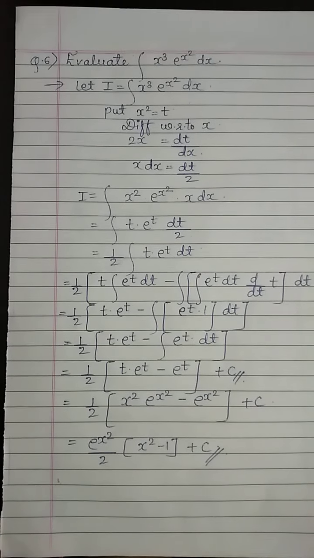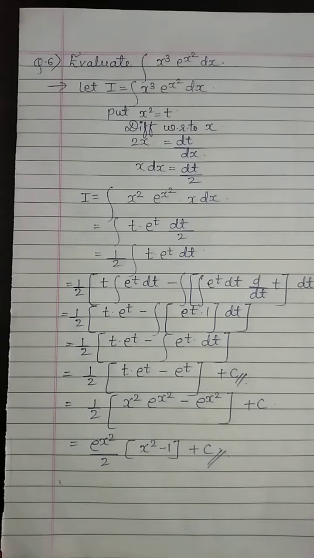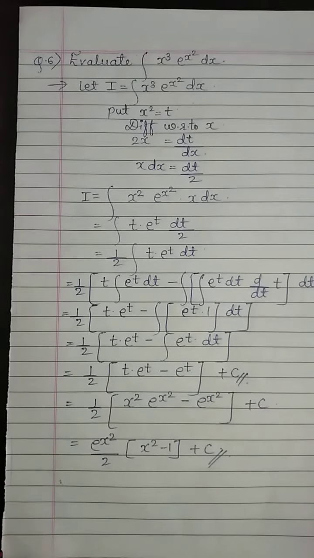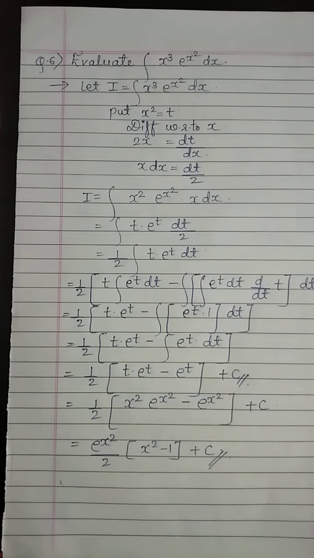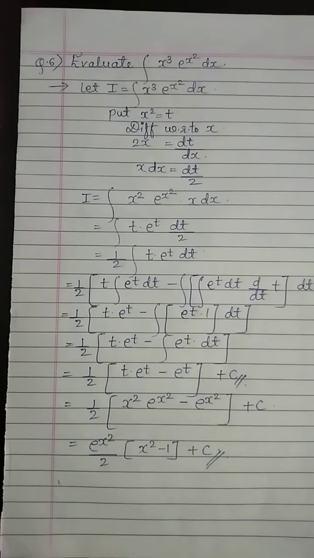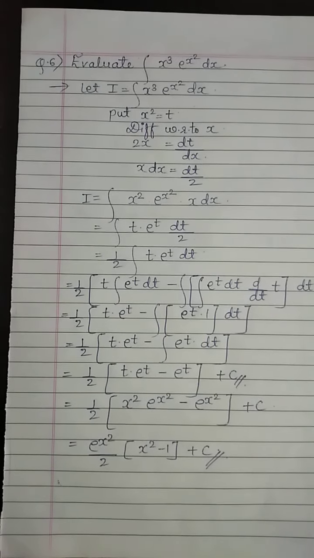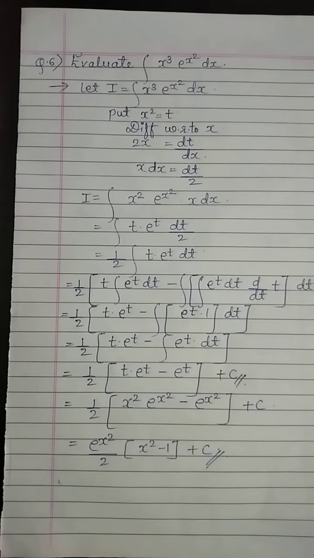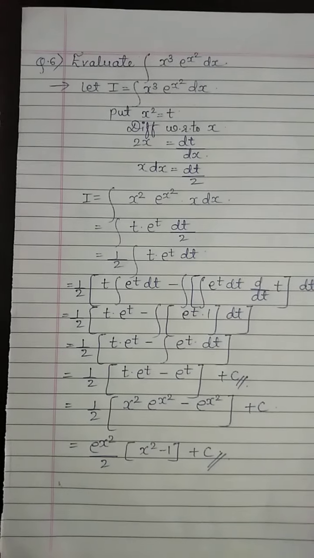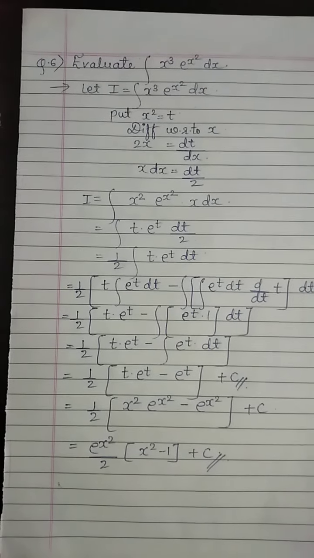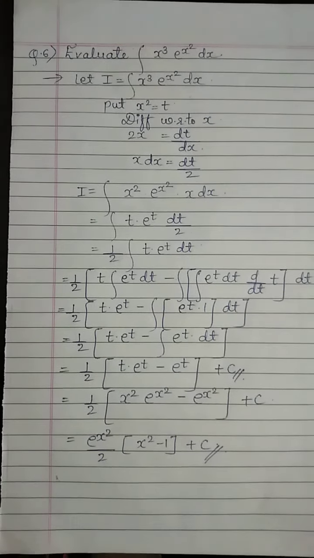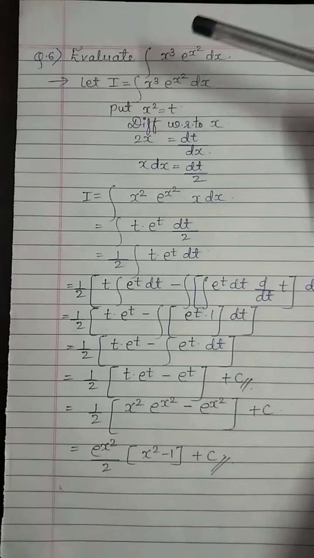And we know that while applying the u into v rule of integration, first we follow the LIATE rule, where L stands for logarithmic function, I stands for inverse trigonometric function, A stands for algebraic function, T stands for trigonometric function, and E stands for exponential function. And we already solved 5 questions. Now this is question number 6.